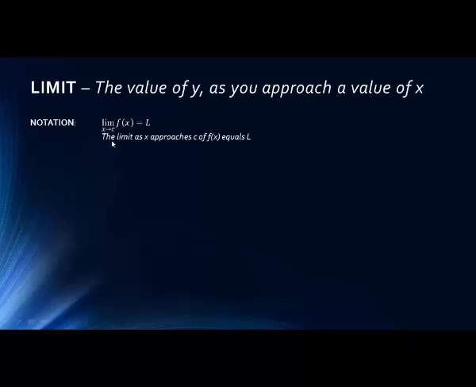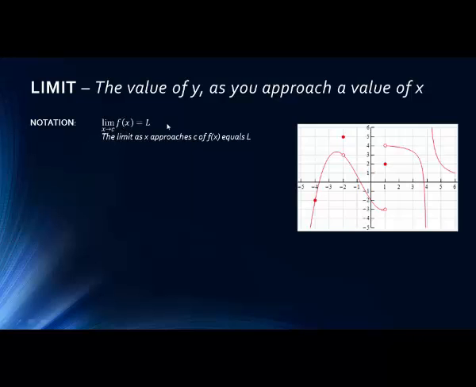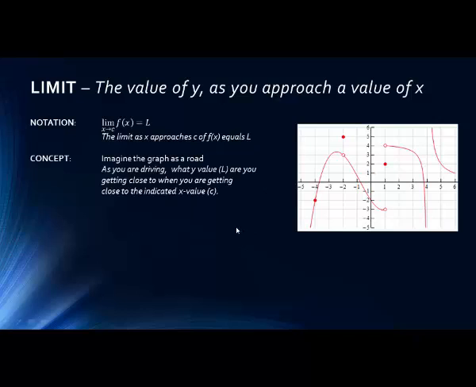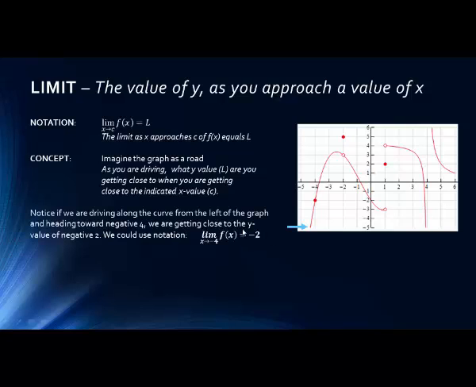Here's our notation. We say the limit as the value of x, or the input, goes to some constant c of f of x equals L. And we read this as the limit as x approaches c of f of x equals L. Again, if you imagine the graph, and this is a crazy graph, right? If you think of it as a road, and as you are driving, what value of L, or what value of y, I should say, are you getting close to when you're getting close to the indicated x value?